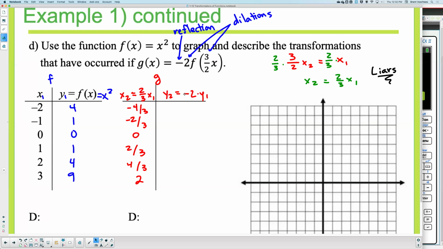All right, now let's do the y2 column. So it's negative 2 times y1. What's negative 2 times 4? Negative 8. What's negative 2 times 1? What's negative 2 times 0? Negative 2 times 1. Negative 2 times 4. And finally, negative 2 times 9. All right, that's completed the table.